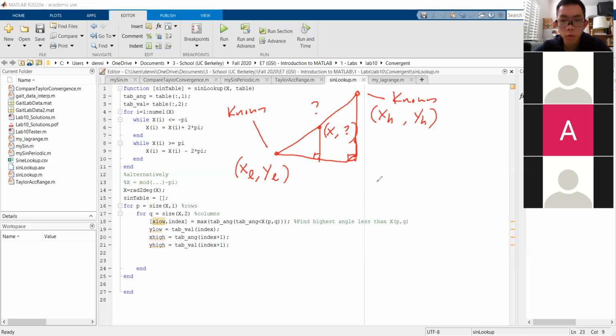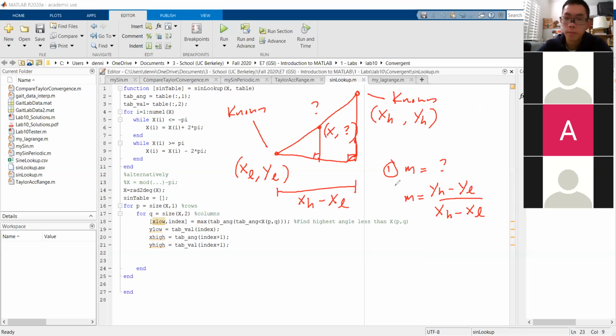We're going to use point slope form. First of all, let's write the steps here. Find the slope. Well, we know using point slope form that if we connect the line between low and high, we'll say y high minus y low over x high minus x low. That's our slope. That's just rise over run, because this over here is the difference between our x high and our x low, and this on top is y high minus y low.